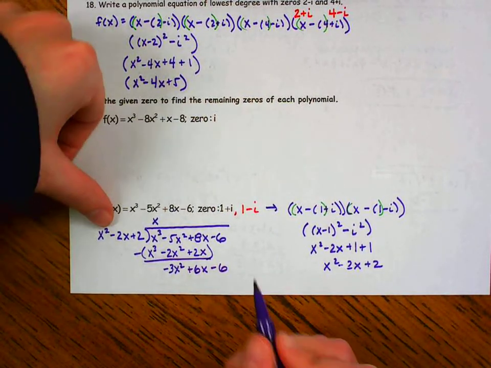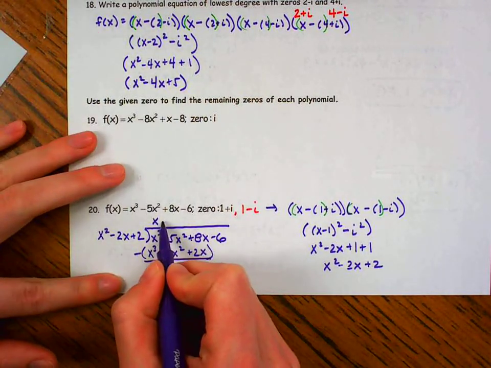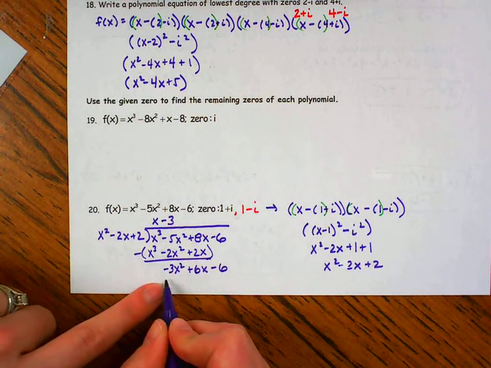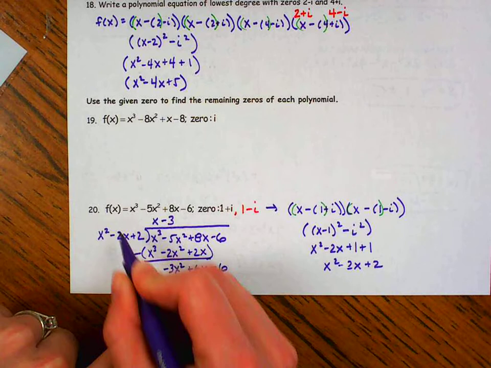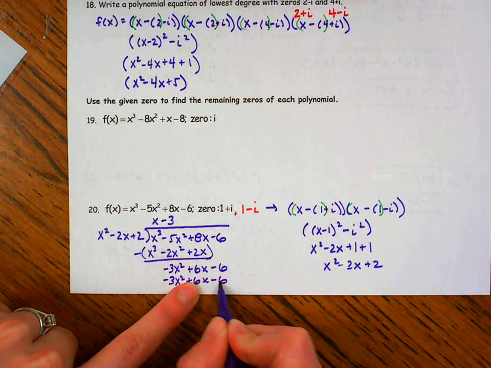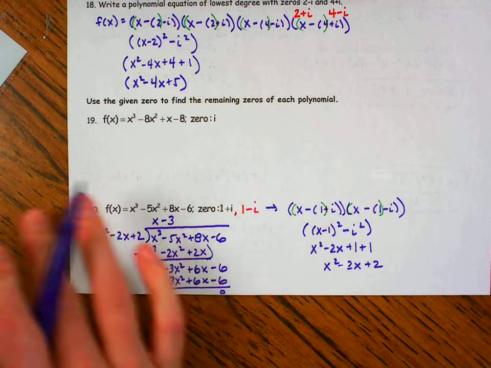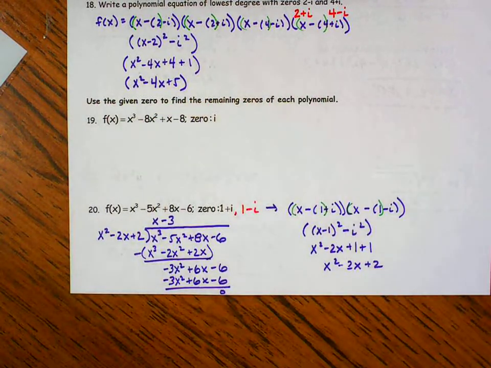Well, this is looking nice because take a look. This x squared is going to go into that minus 3 times. I'm going to distribute that out. So that's going to give me a negative 3x squared, plus 6x, minus 6. And when I subtract that, I'll get left with 0. That fit very nicely. So it said find the remaining zeros. I'm just going to list them all out.